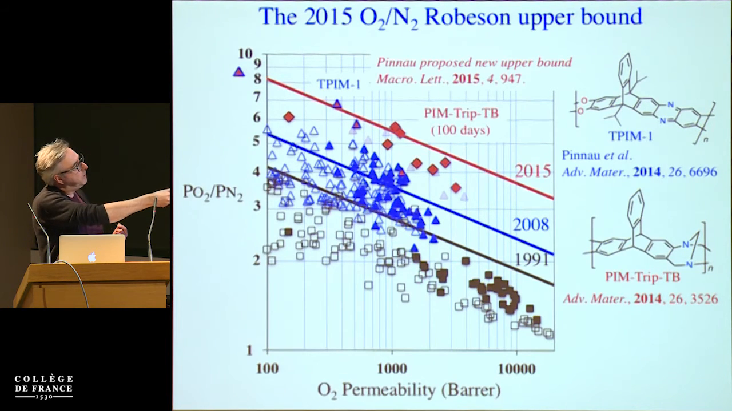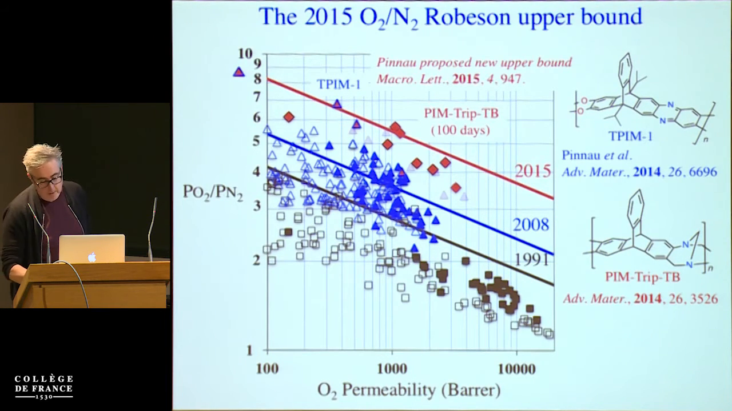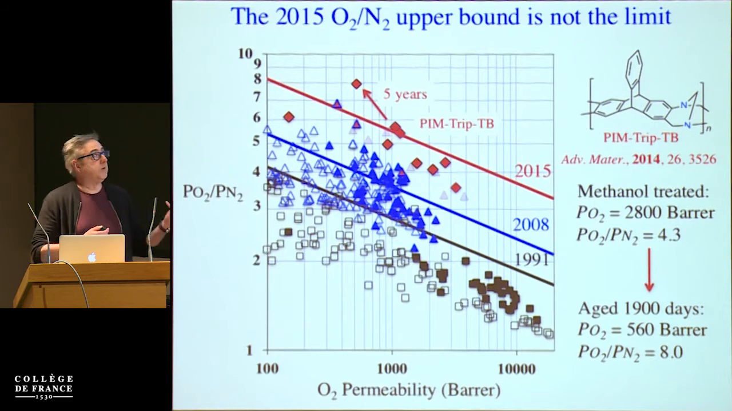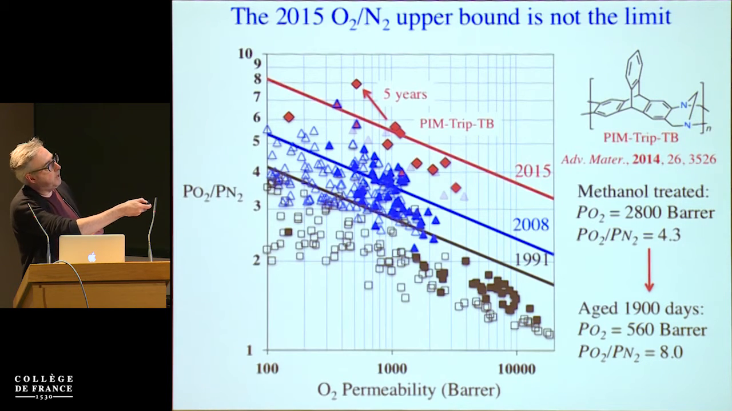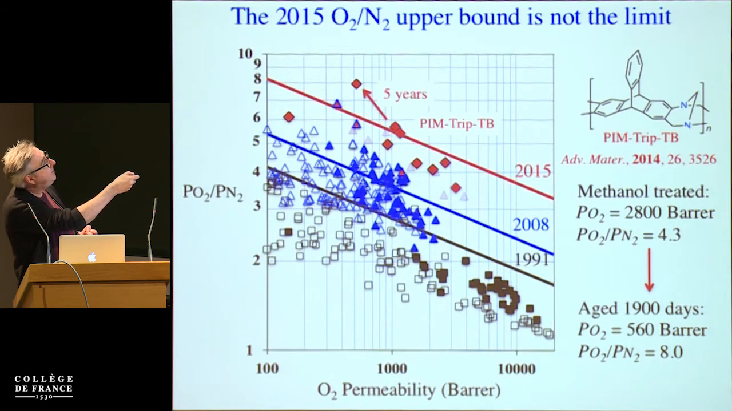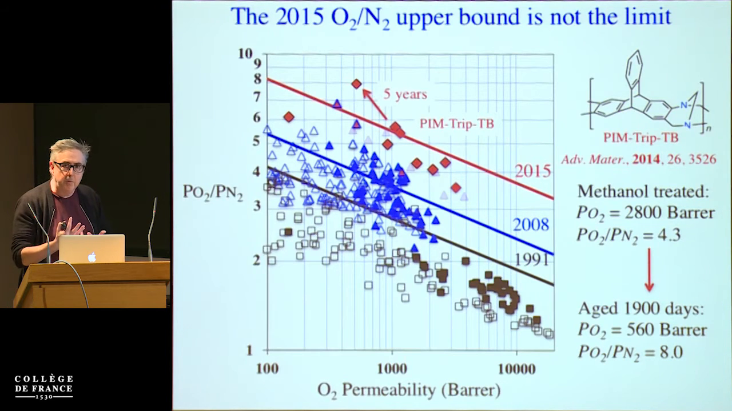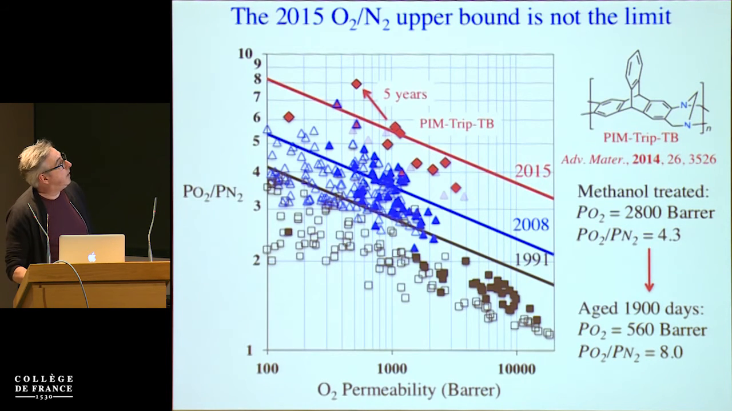Basically, for any given permeability of a polymer, it's going to be twice as selective for oxygen and nitrogen. So it's quite an impressive increase in selectivity by using this rigidity. It doesn't stop there, because we've actually gone back and measured the PIM-Trip-TB film that we've had lying around for 5 years now, and it's got remarkable selectivities up to 8 for oxygen over nitrogen, and still got permeability of over 500 barrer. So if you could translate that into a commercial membrane, you could reduce the area for your membrane probably by a factor of 100 or so. That would be quite an important breakthrough in membranes.